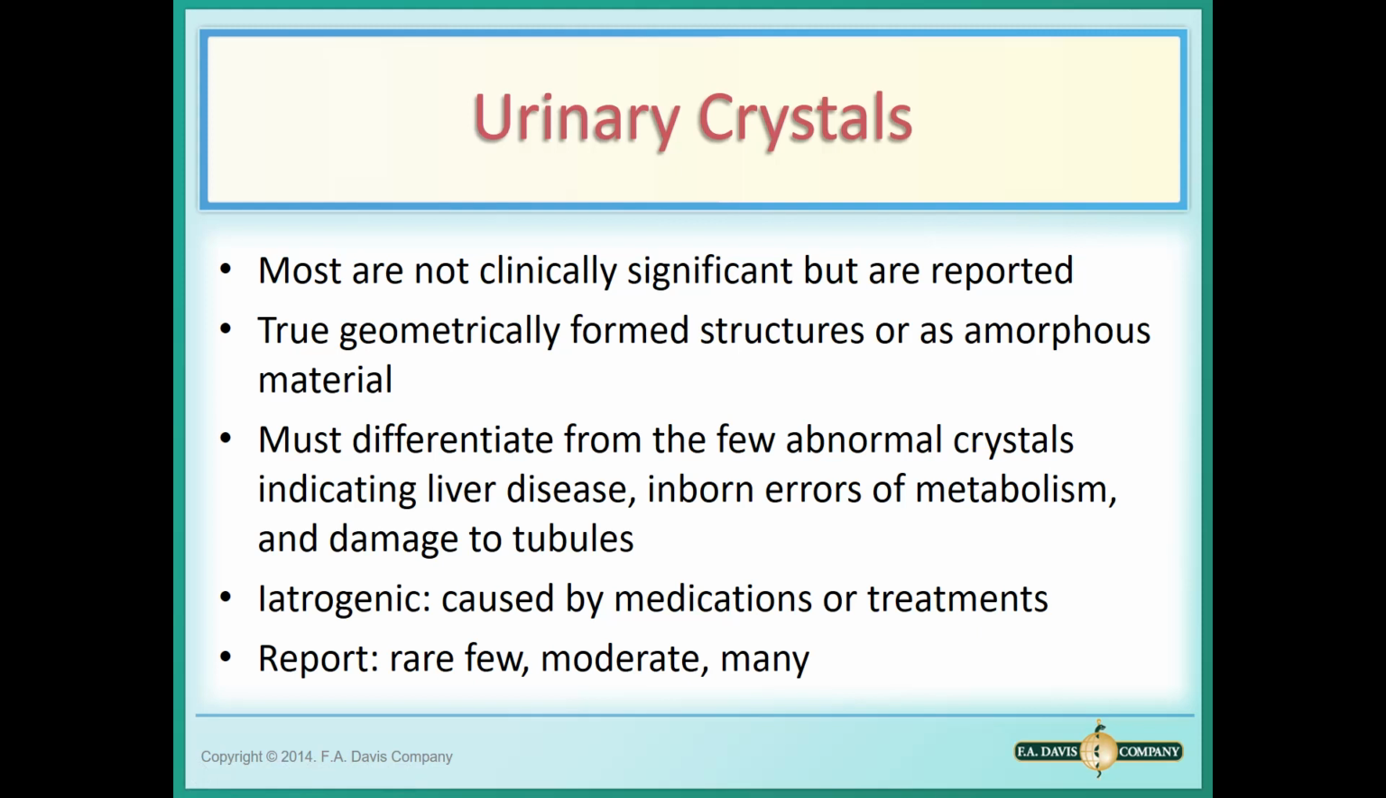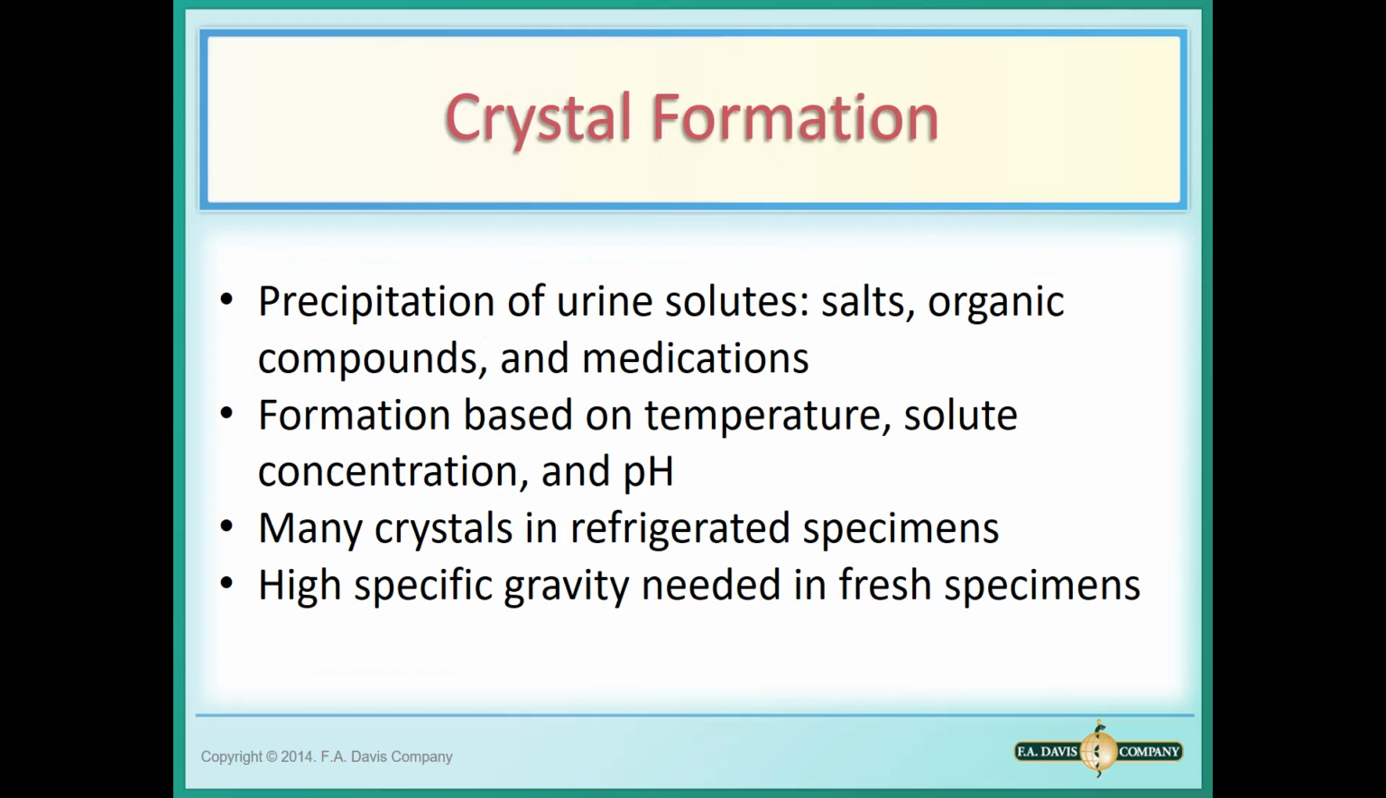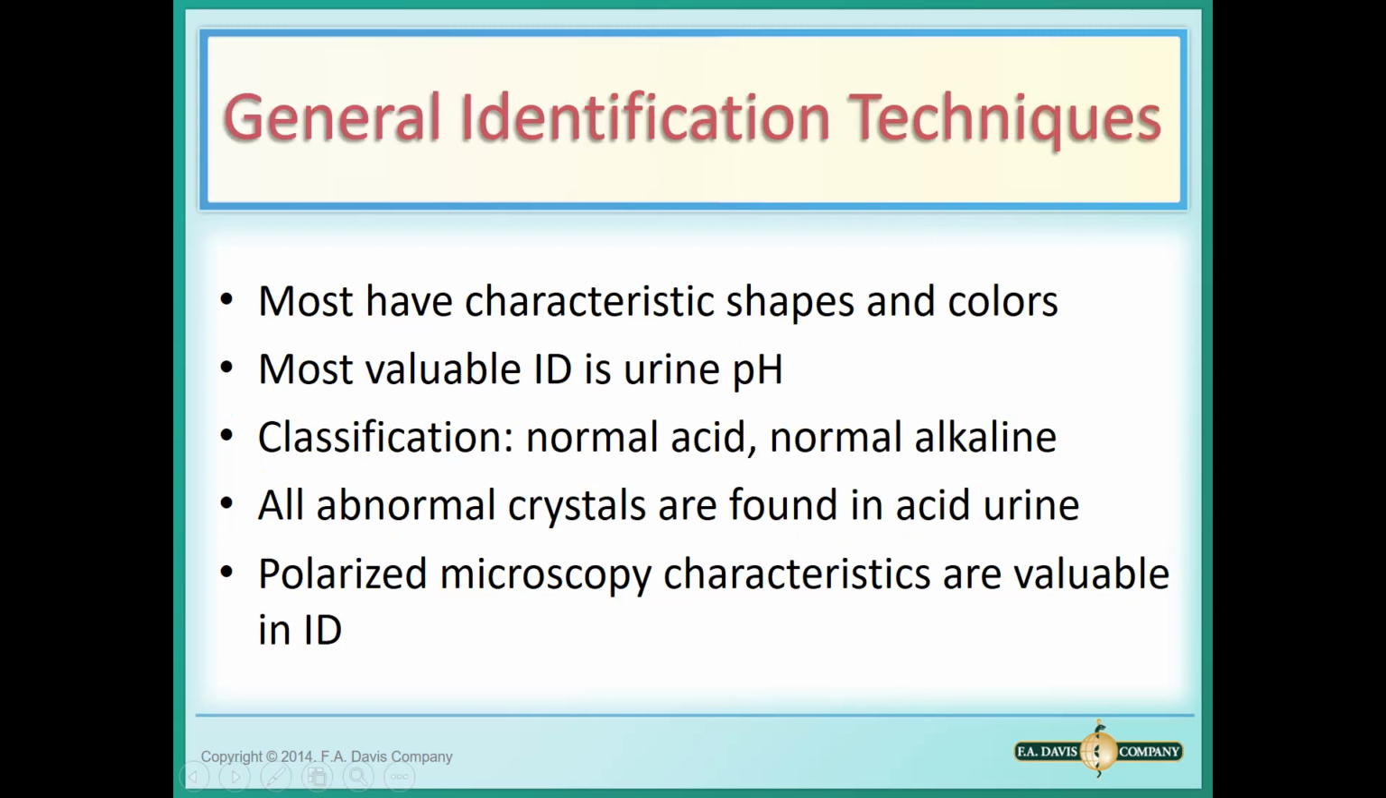We tend to report these as rare, few, moderate, many, in just kind of that broad sense. Crystals are formed by precipitating out different constituents within the urine, salt, organic compounds, maybe some medication, and frequently form if the pH is either high or low, sometimes based on temperature, and we're going to see those. We get a lot of crystals forming in refrigerated specimens. And you typically will see it in something where there's a lot of dissolved solids, so the specific gravity is pretty high in order to have crystals form.